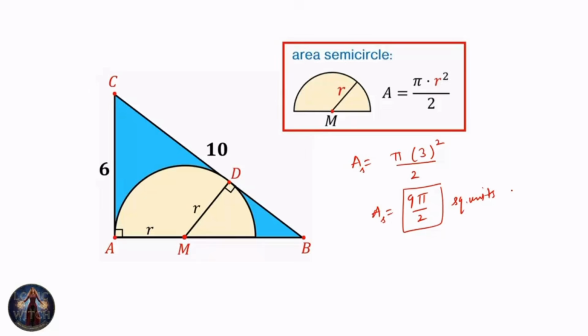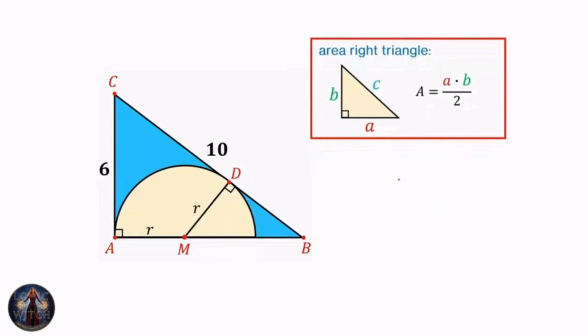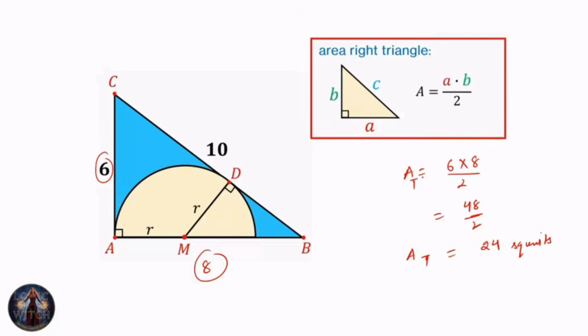Similarly, we can solve for the area of the triangle. Now the area of the triangle is A equals the product of the legs divided by 2. The product of the legs is 6 and this AB was 8. We already solved for this in the first step. So this is 6 into 8 by 2. 6 into 8 is going to be 48 by 2. And on simplification, I'm going to get it as 24 square units. So this is the area of the triangle. Let's name it as AT.